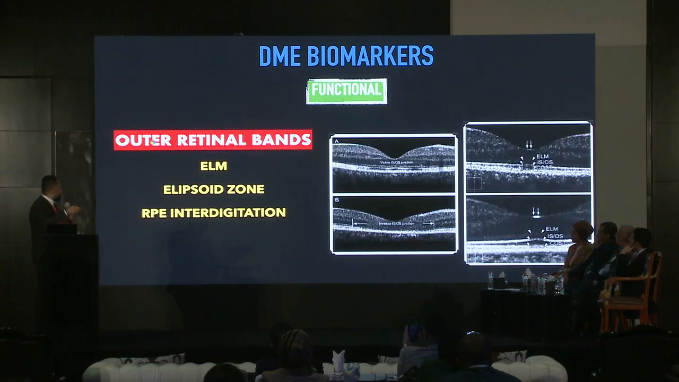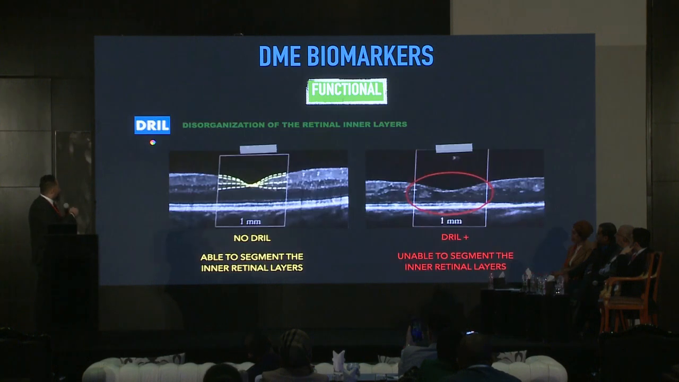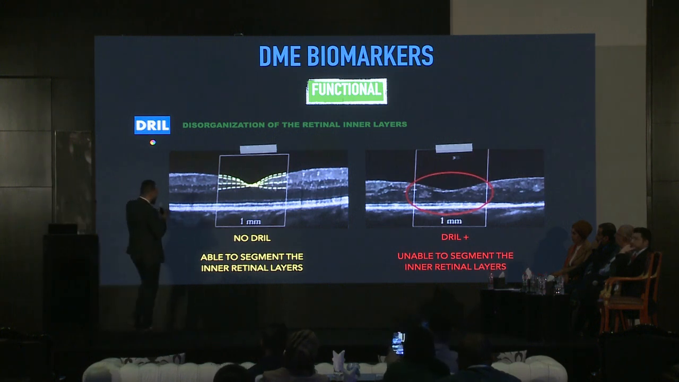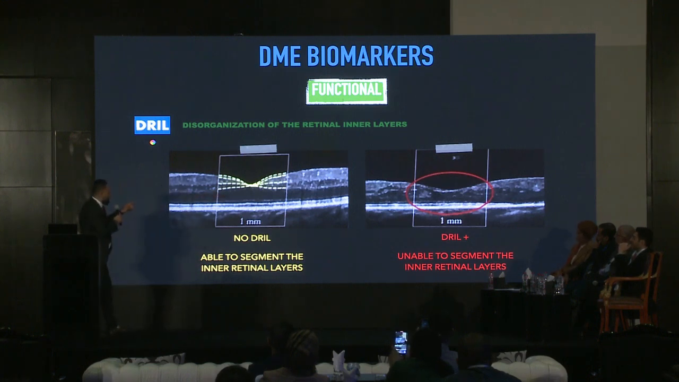The outer retinal bands, the external limiting membrane, the ellipsoid zone, the RPE interdigitation, are very important in order to assess the visual prognosis of these patients. One of them is DRIL, which we call disorganization of the retinal inner layers. What is the meaning of DRIL? If I am able to segment the inner retinal layers, these patients have no DRIL. That means this patient will end with a good prognosis.